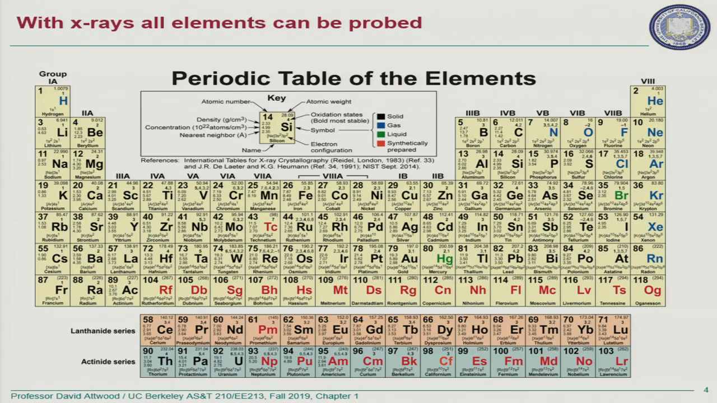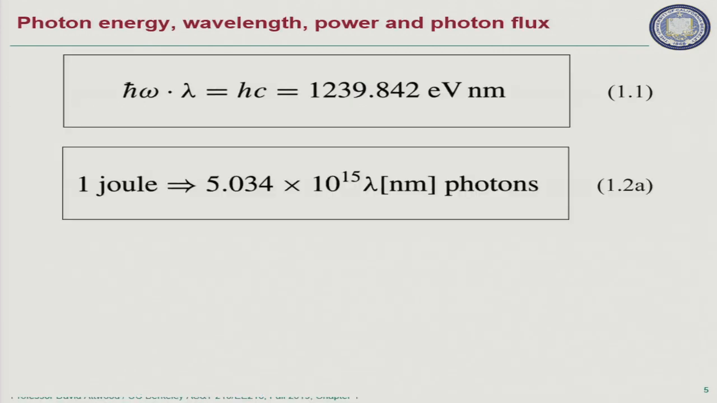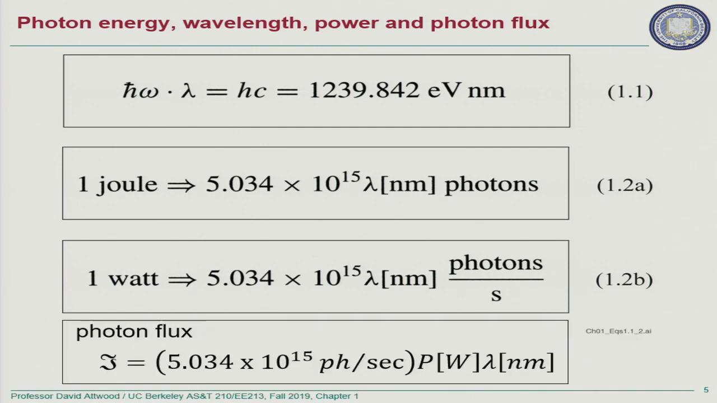So X-rays, right? One thing is they can probe pretty much all the transitions in all the elements on the periodic table. Photon energy: the point here is that photon flux is just proportional to power. So if we know the wavelength or the energy of an individual photon, then just by measuring the power, we can count photons essentially. That's a key thing that's only possible because of the quantization of the energy.